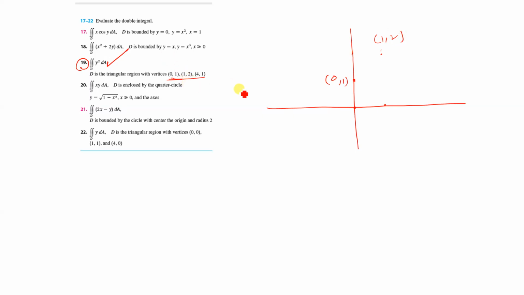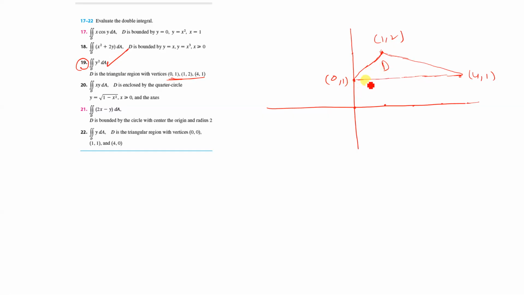One, 2, and 4, 1. So 1, 2, 3, and 4. 4, 1, that is somewhere here. Okay. 4, 1 and 0, 1 lie on this line. So 4, 1. This line would be a horizontal line. And let's draw this. So this is the region D, bounded by these lines. This is a triangle region, which is D.